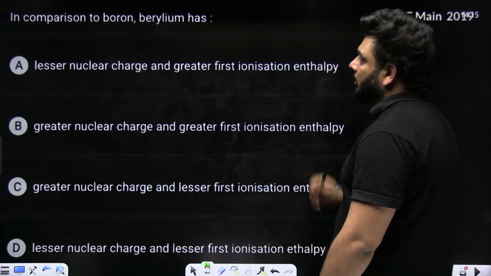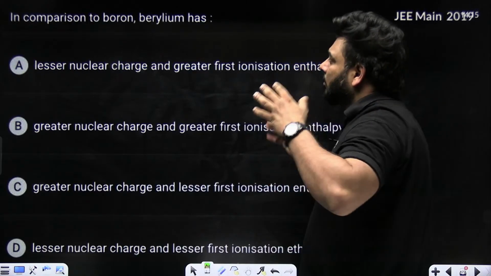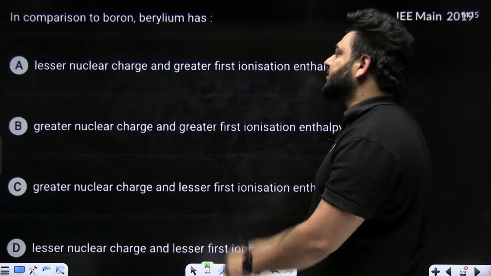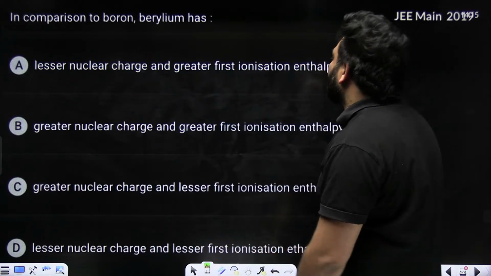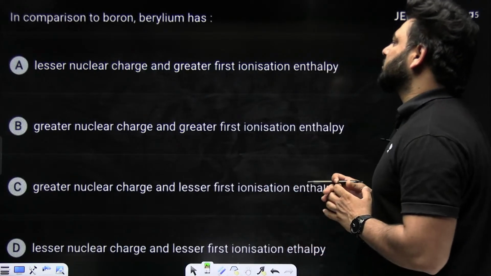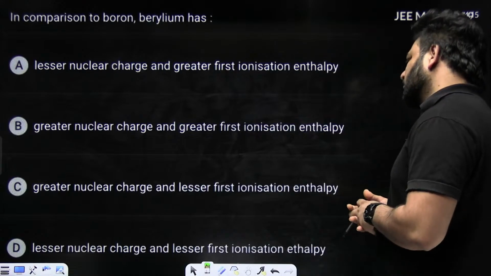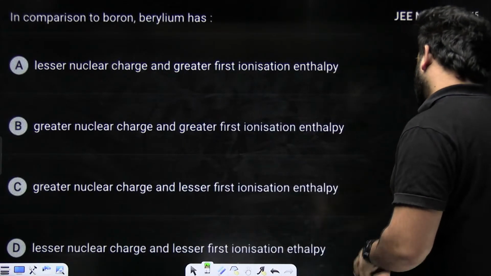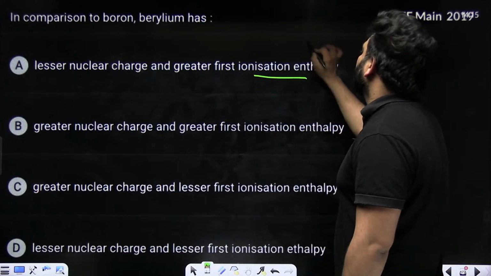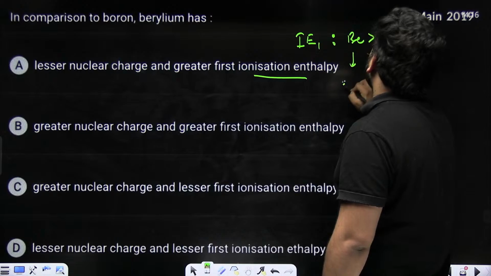Next, a comparison of boron and beryllium. If we talk about boron and beryllium, does beryllium have lesser nuclear charge and greater first ionization enthalpy? Beryllium has greater ionization enthalpy and lesser nuclear charge, though "lesser nuclear charge" is an incorrect term, by the way. I think it's right, first ionization enthalpy. Actually, the first ionization enthalpy of beryllium is more than that of boron because of its stable configuration of 2s2.